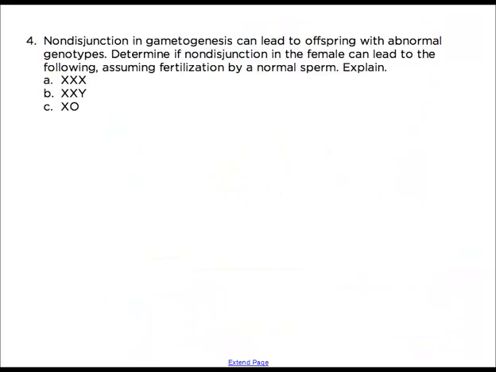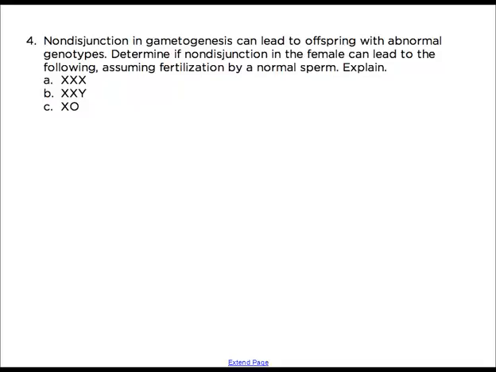Let's look at question 4. Non-disjunction in gametogenesis can lead to offspring with abnormal genotypes. Determine if non-disjunction in the female can lead to the following, assuming fertilization by a normal sperm, and explain. Okay, I'm not sure if you're doing all of the problems, but we did one earlier in this section that's somewhat similar to this. Basically, here though, we're asking, assuming fertilization by a normal sperm.